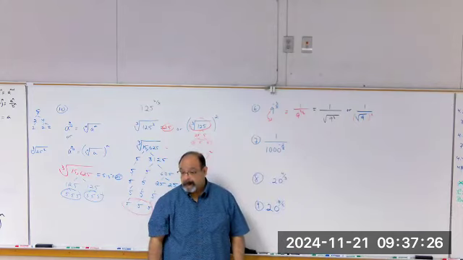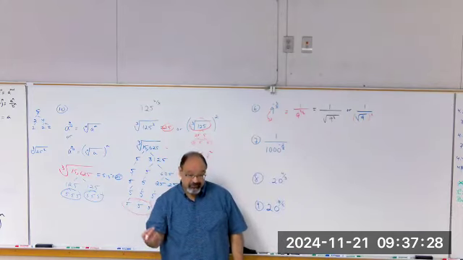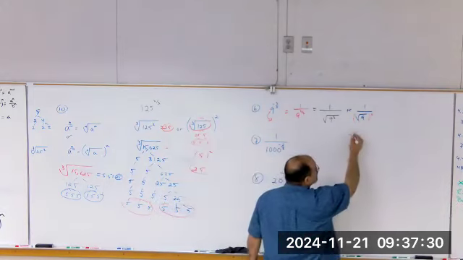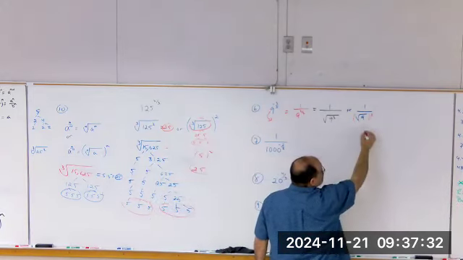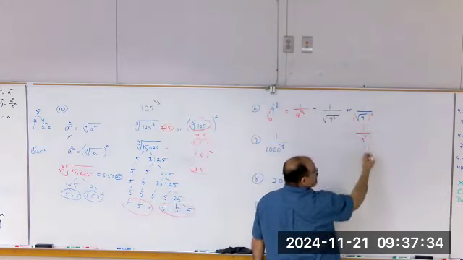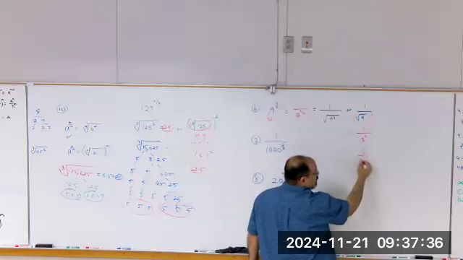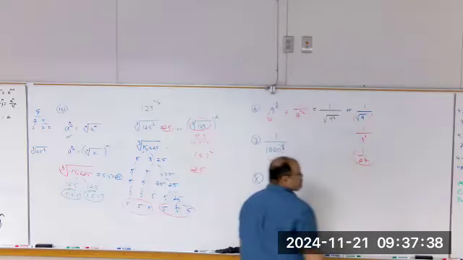Second one. Because the square root of 9 is just 3. So this is just 1 over 3 to the third. And 3 to the third is 27. 1 over 27.